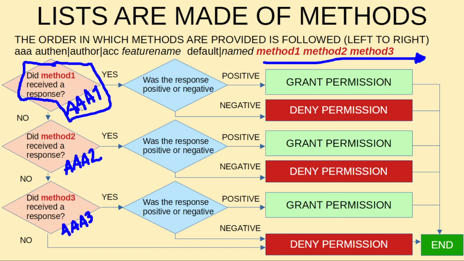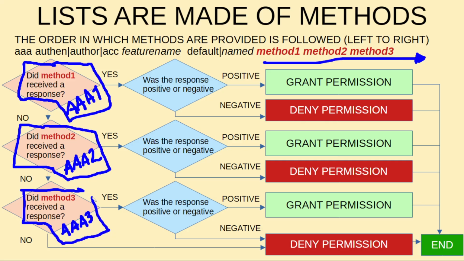If we don't receive a response, we are going to try method number 2, that in this example consists of sending a request to server number 2 and waiting for a response. If we don't receive a response, we are going to try method 3. In this example, this means sending a request to server number 3 and waiting for a response. If we don't receive a response for the last method, we are going to reach the conclusion that we are going to deny permission for this feature for this user.